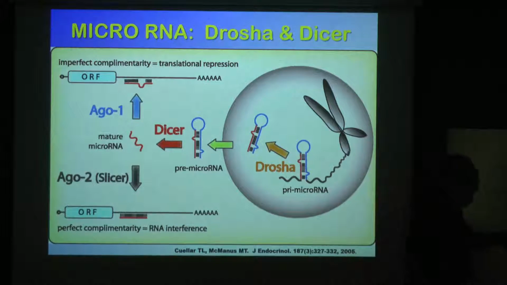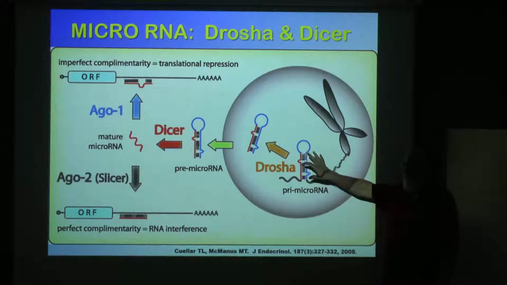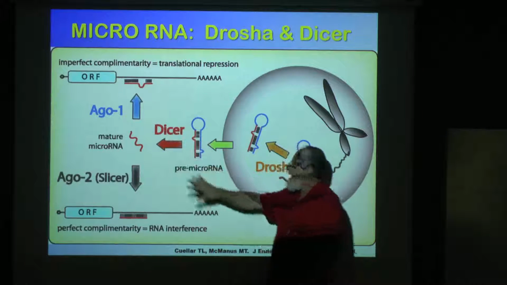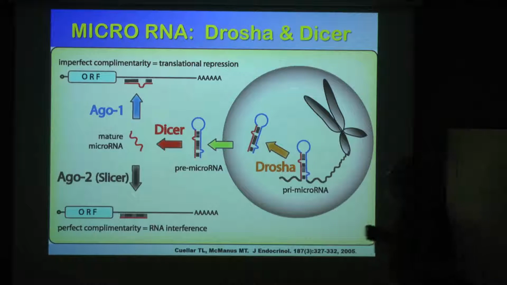You can measure Drosha and Dicer, and that's useful in itself. If you have a stress and you're asking yourself, are microRNAs available? Boom, do a Western blot. If these guys are up, you're on the right pathway, and you don't have to do a million experiments.